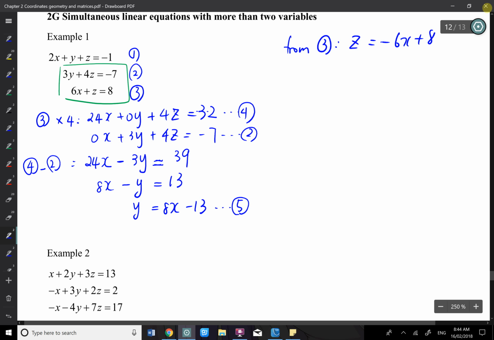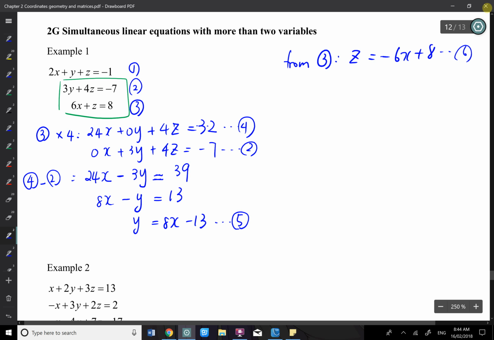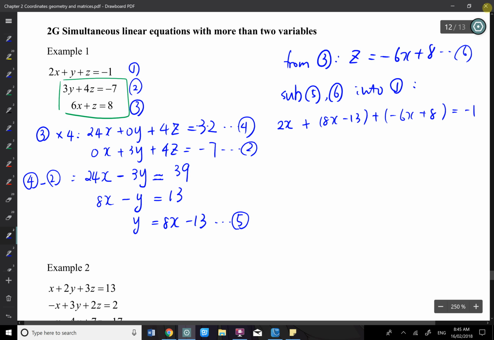So now what we have is, I will sub number 5 and 6 into number 1, because we haven't used equation number 1 yet. We'll sub that into equation number 1. We have 2x plus y, y is 8x minus 13, plus z, z is minus 6x plus 8, equals negative 1. So we have 10x minus 6x, we have a 4x, minus 13 plus 8, we have a minus 5, equals minus 1.